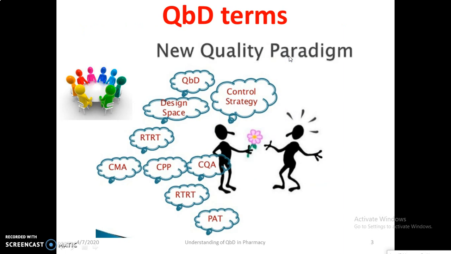What are the different terms called the quality paradigm? QbD, which we just talked about, design space, RTRT, CMA, CPP, CQA, PAT and so on. Let us discuss them one by one.